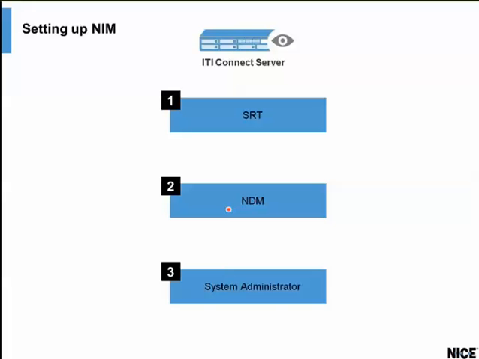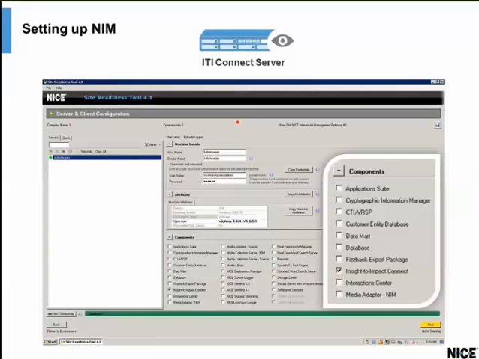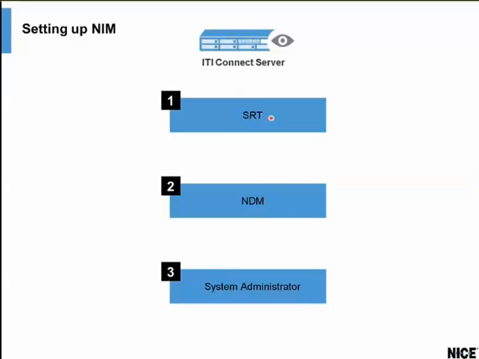Okay, so in terms of installing and configuring this ITI Connect server, this component is installed just like any other component with the NIM system. We will run the SRT on that component and be able to test all of the functionality, test the minimum requirements for the ITI Connect server. Once we do the testing on it, it's going to be installed by the NDM, and any update packs or hot fixes that are released for the ITI Connect will also be pushed out via the NDM. And then once we get it installed, we're going to go into the system administrator, and we're actually going to configure that ITI Connect server.